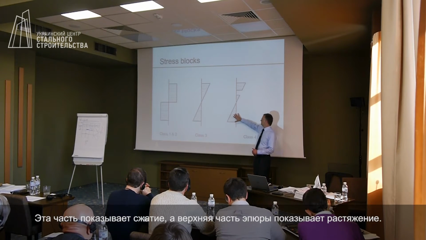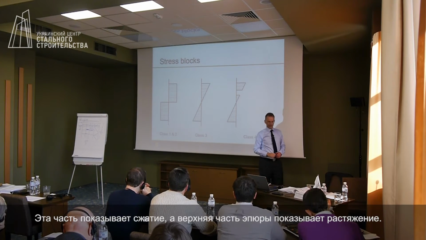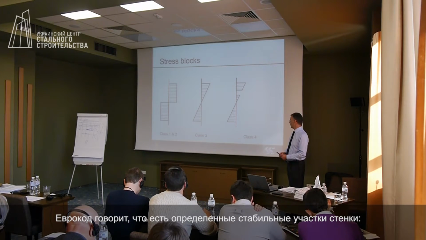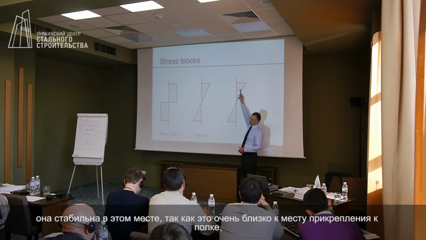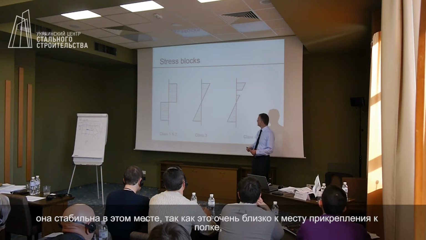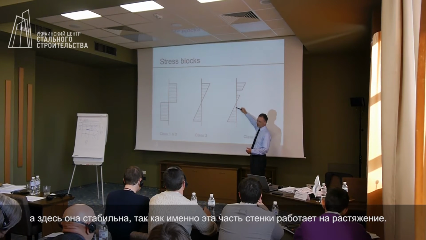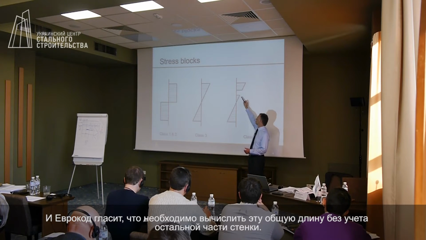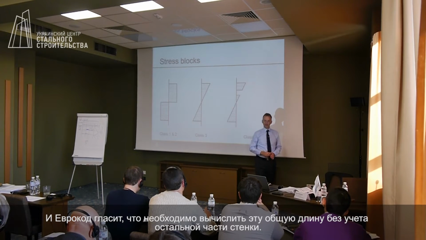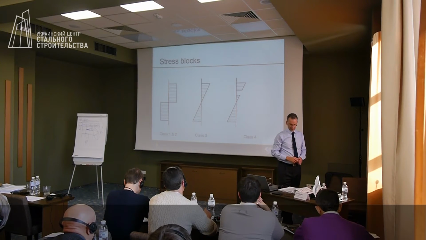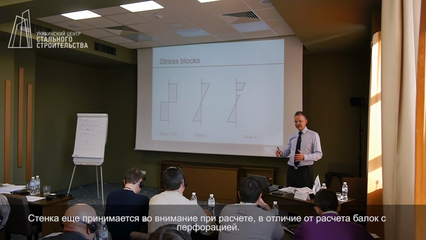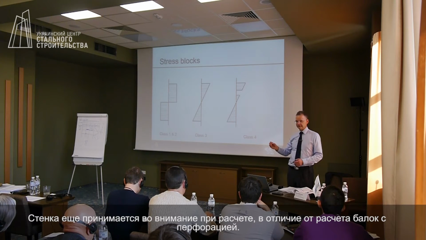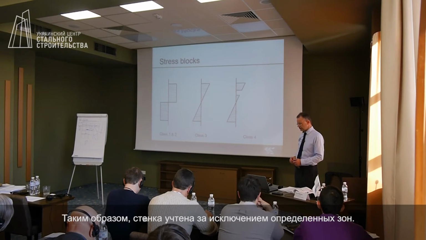This area is in tension, the top of the diagram is in compression. The Eurocode says there are some stable parts of the web. It's stable in this zone because it's next to the flange. It's stable in this zone because it's next to the tension part of the web. And the Eurocode says you can calculate those lengths and then neglect the rest of the web. The web is still there. So this is not how you deal with beams with a hole in. The web is still there, it's just that we've chosen to neglect it.